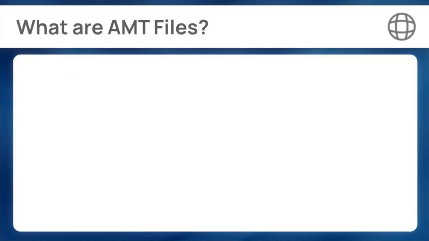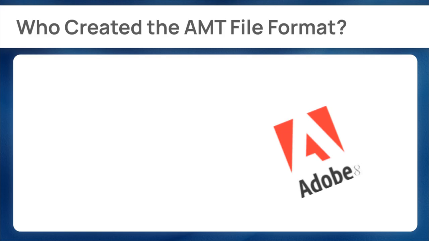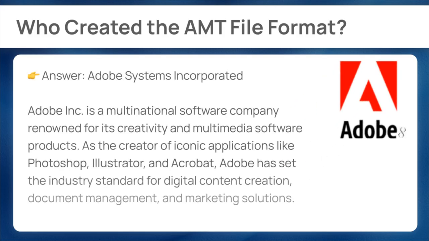An AMT file is an action set file used by older versions of Adobe Photoshop, specifically version 3.0. Users create or download these files to store a collection of recorded steps, or actions, which can be played back to automate repetitive editing tasks. This allows for efficient batch processing of images with consistent results.